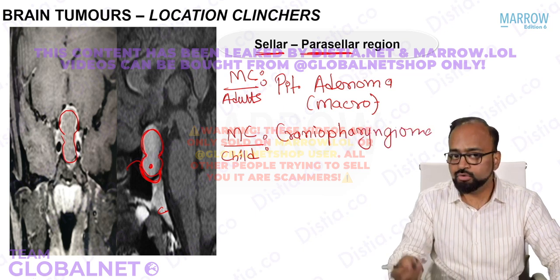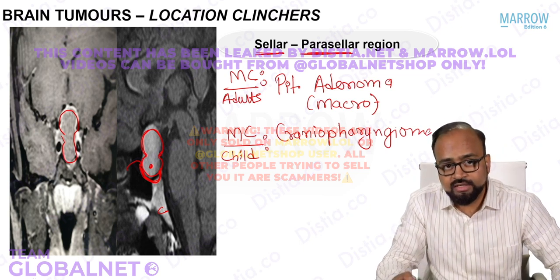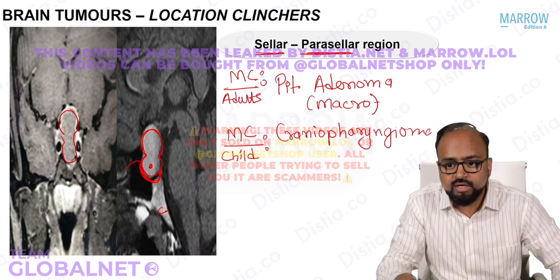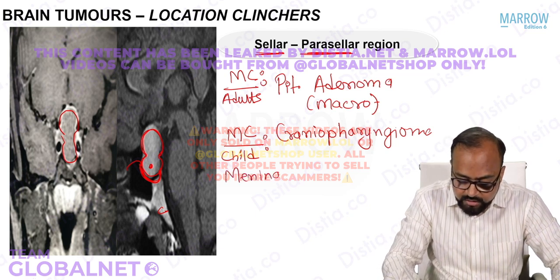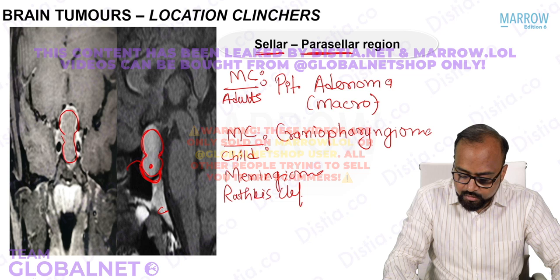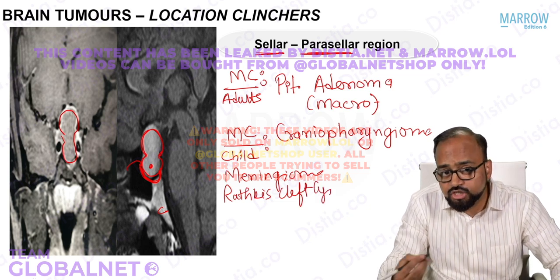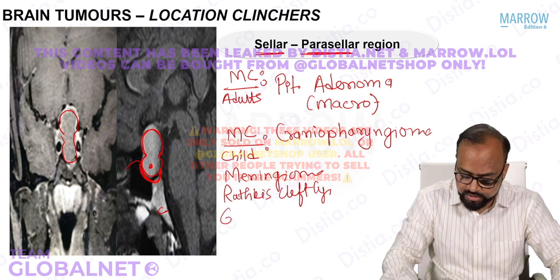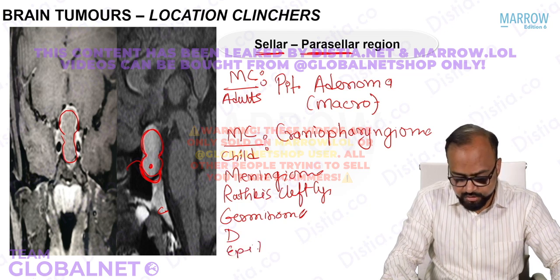Just by looking at the site of the tumor and the age group, you are able to get a diagnosis. This is the most common question that is likely to be asked to you in your exam, right? At this site, there are other tumors which could also be seen. It could be a meningioma here, a Rathke's cleft cyst could also be seen at this particular site. Other tumors like germinoma, dermoids, epidermoids can also be seen. It could be a germinoma, it could be a dermoid or an epidermoid cyst, which could also be seen.